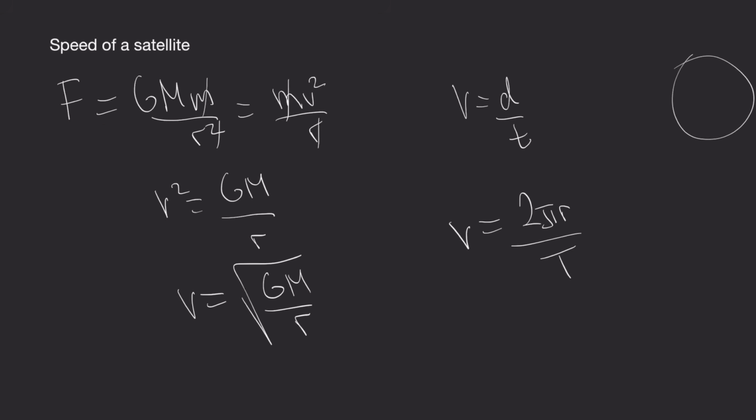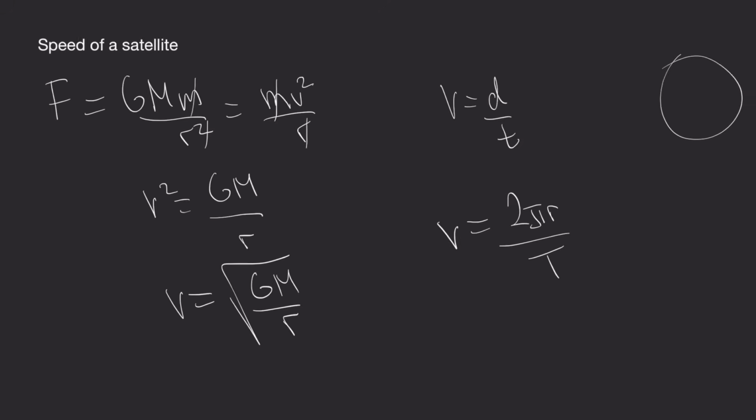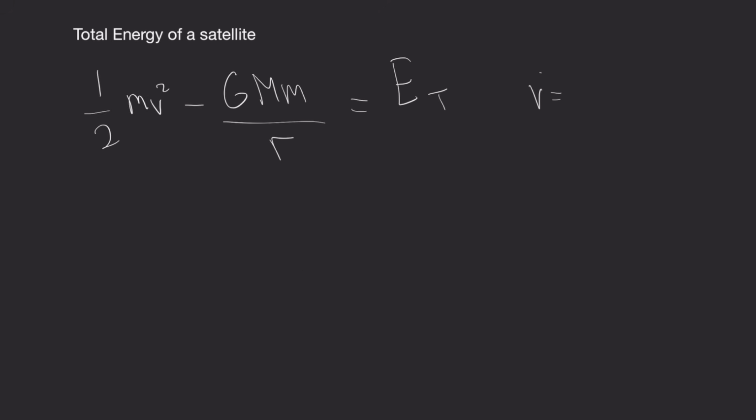Well, how do we know this? Because a half mv squared plus, well, minus GMm over r. This here is just the potential energy, which is negative, and if we add them up, we get the total potential energy. V, we've just derived that to be square root of GM over r, so that means that v squared will be given by GM over r.